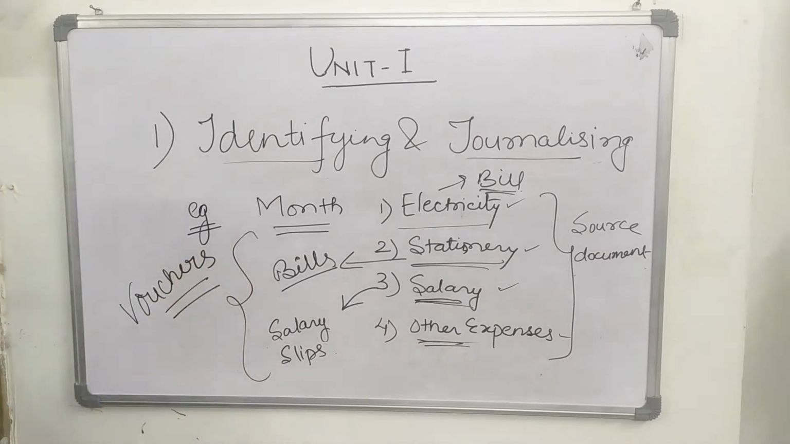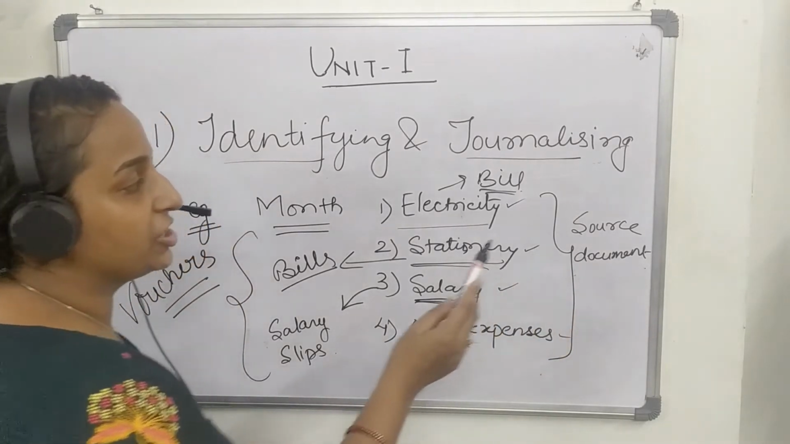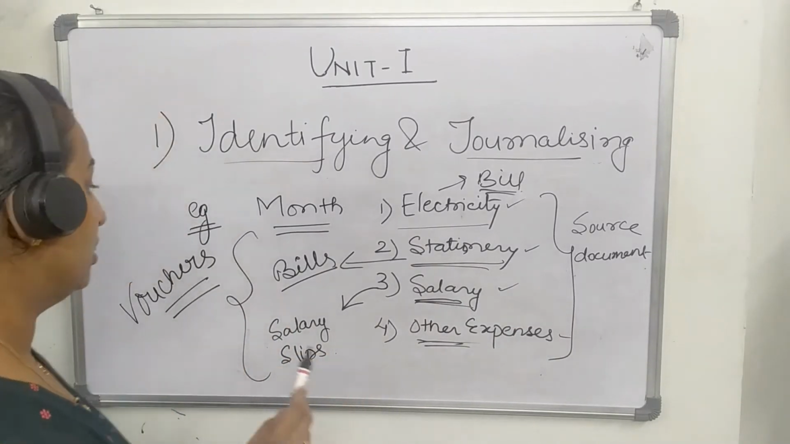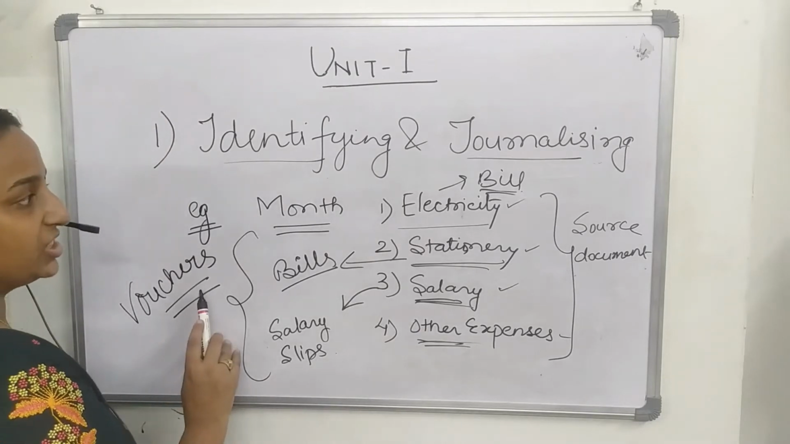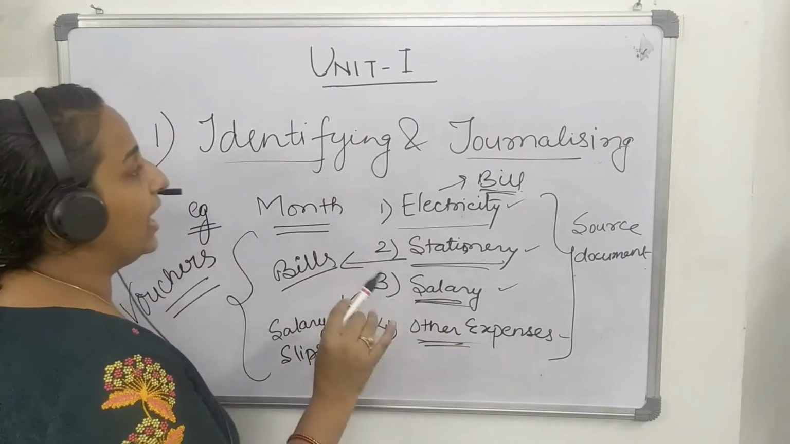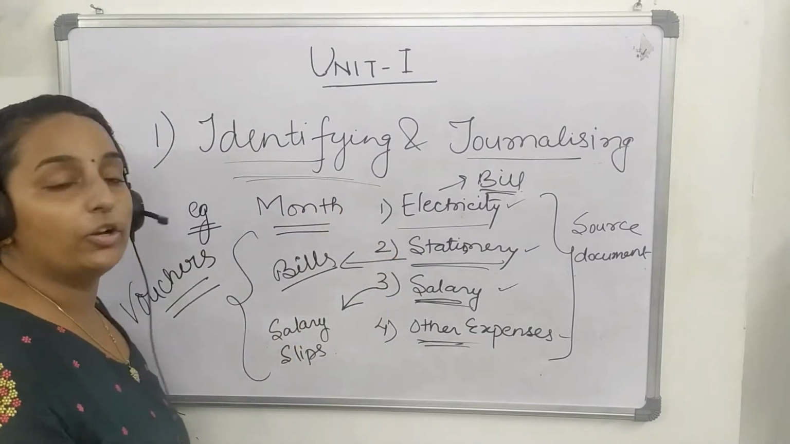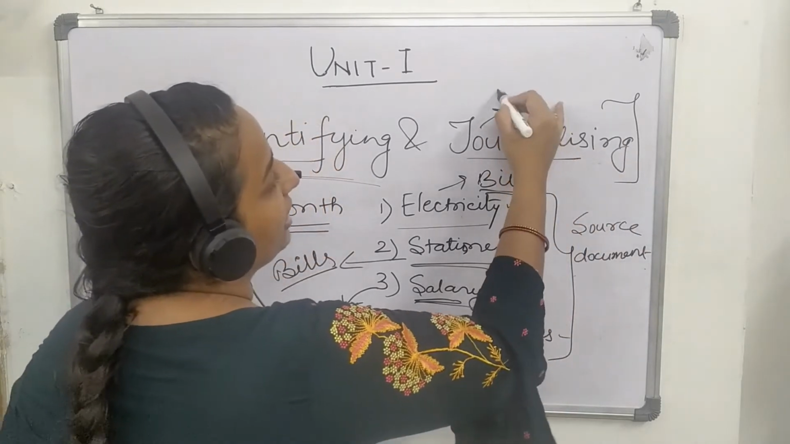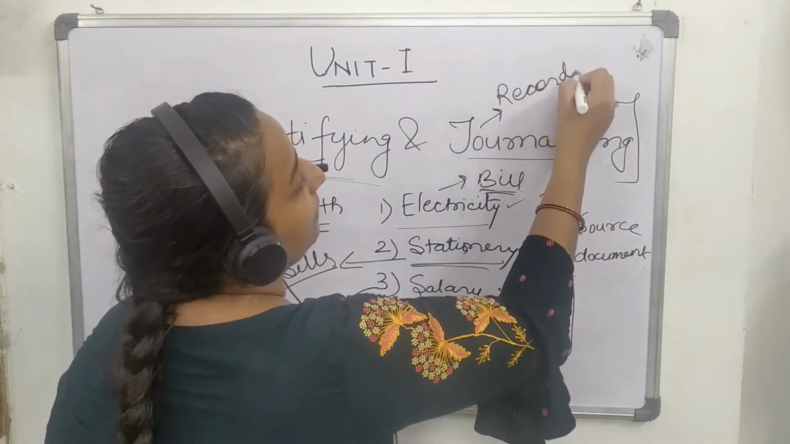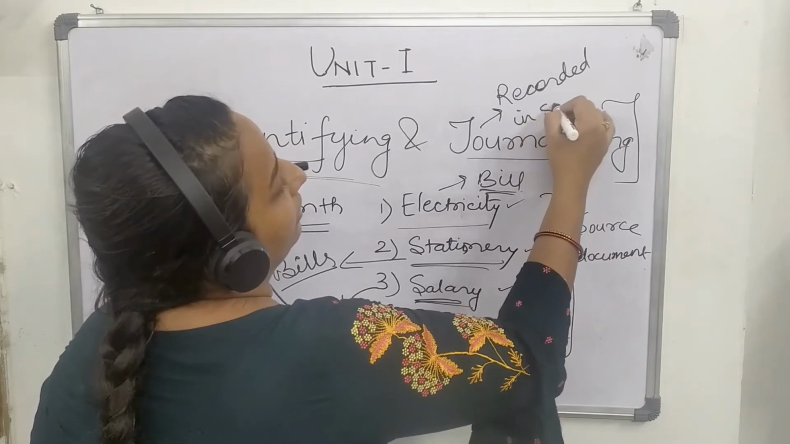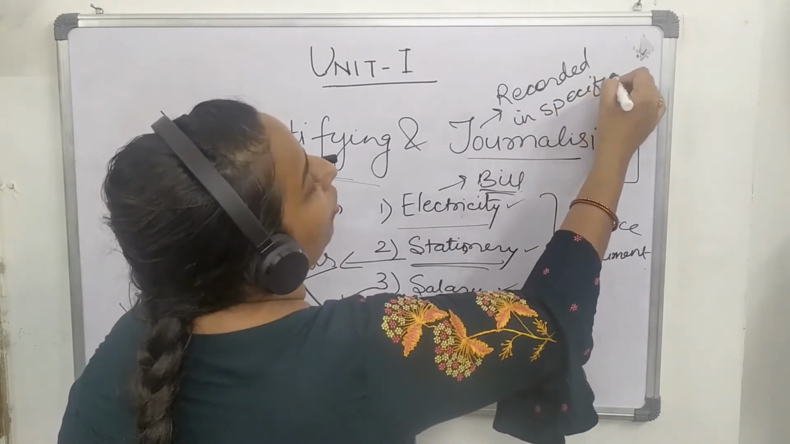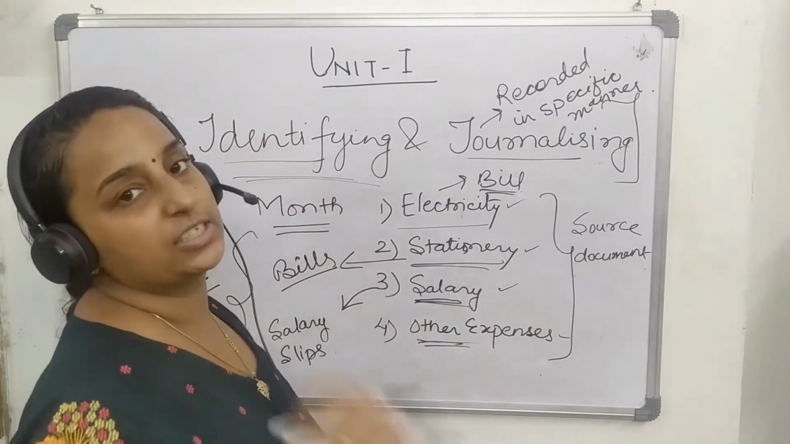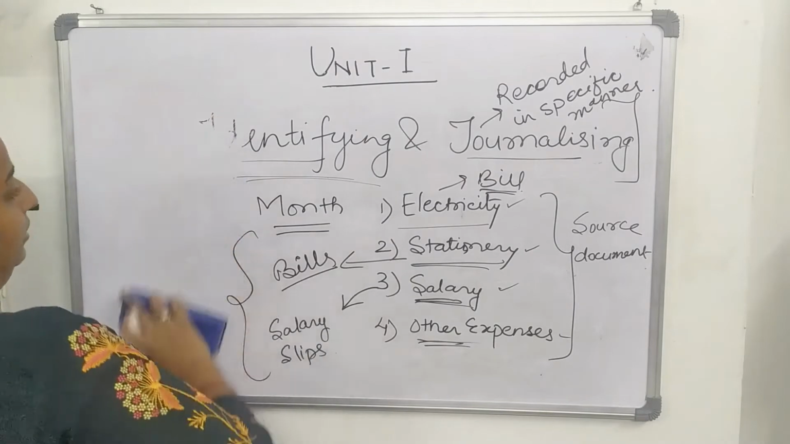In accounting, a source document that shows that some economic transaction has taken place in an organization is called a voucher, and on that basis we identify that these are monetary transactions and we may journalize them. Journalize means recorded in a specific manner. That is the language of accounts. So this is basically the first step of the accounting cycle.